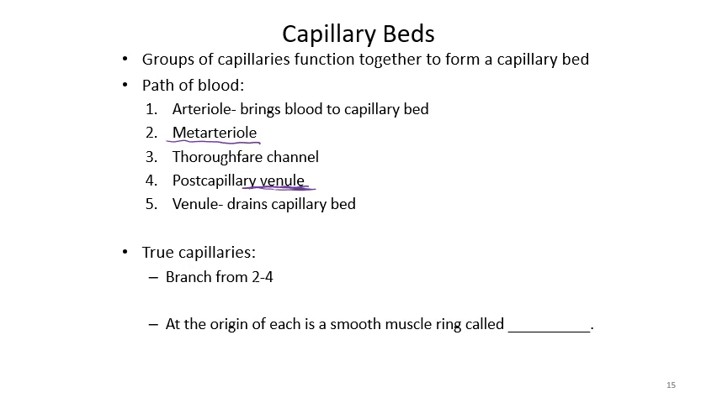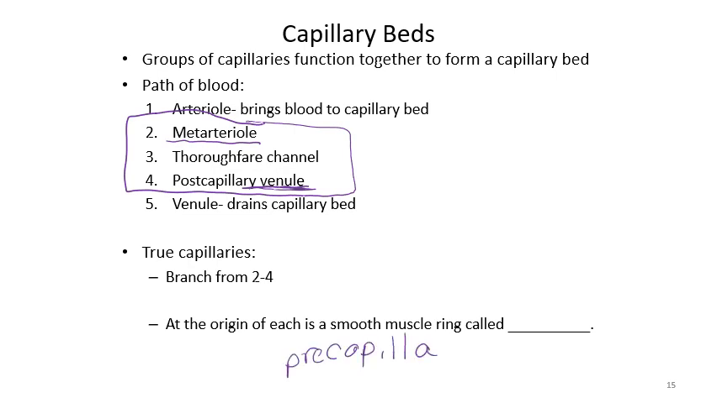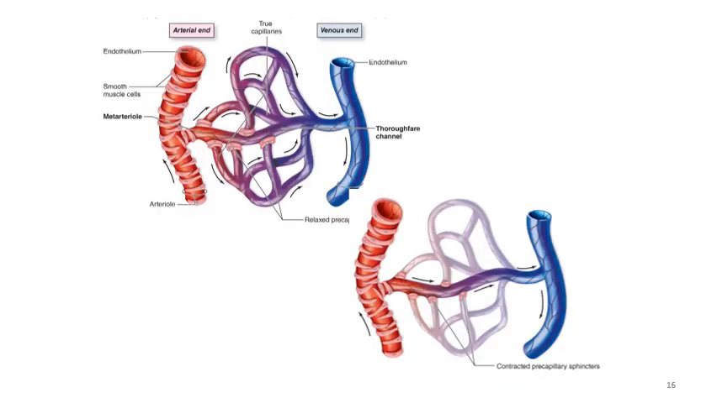So then we have these things called true capillaries. True capillaries are going to branch off this stuff up here, and this makes no sense right now, I know, but we're going to look at a picture next. At the opening of each capillary is a ring of smooth muscle called a precapillary sphincter. Let's look at that and it will make more sense.